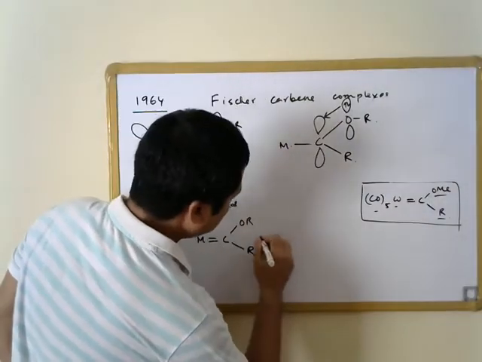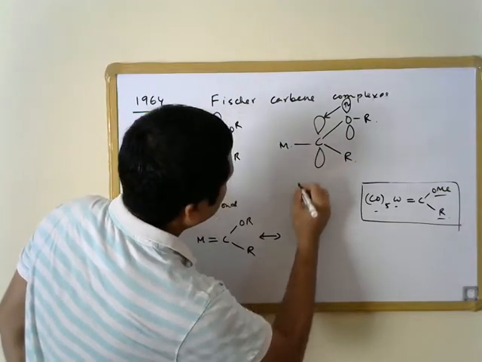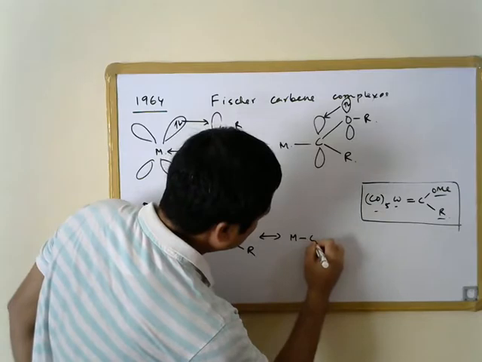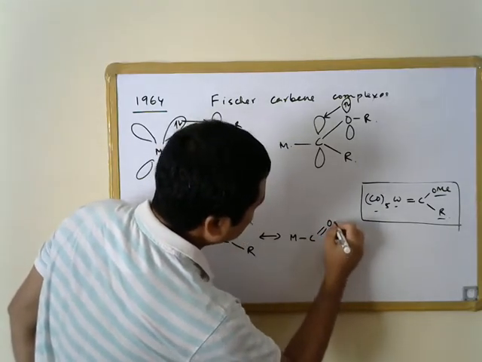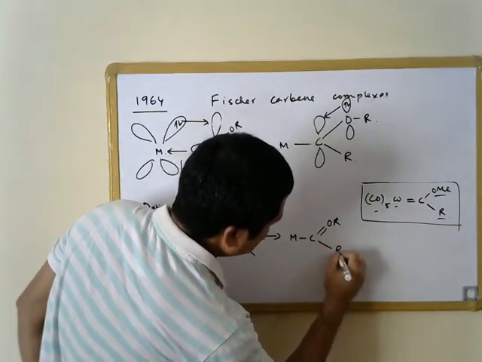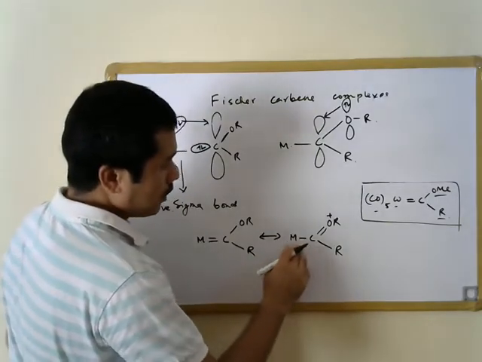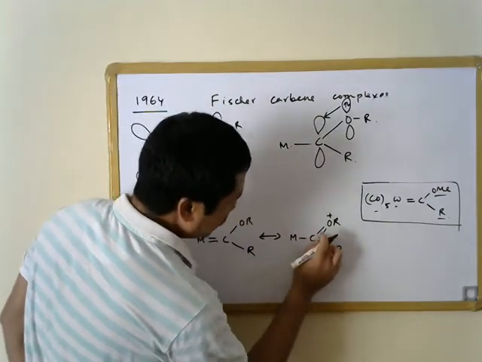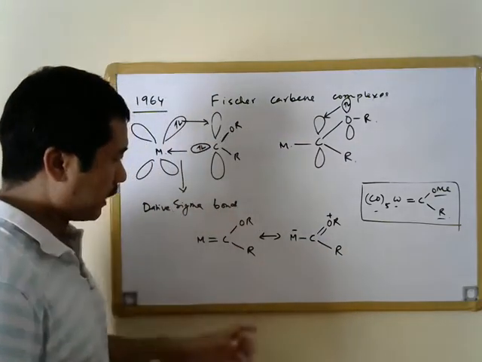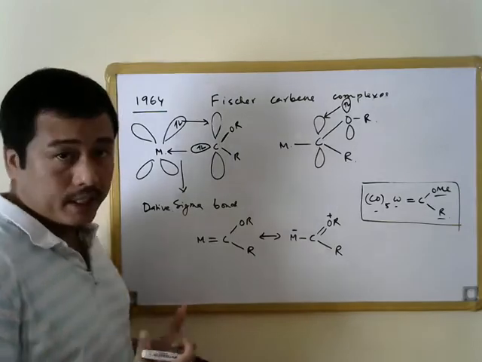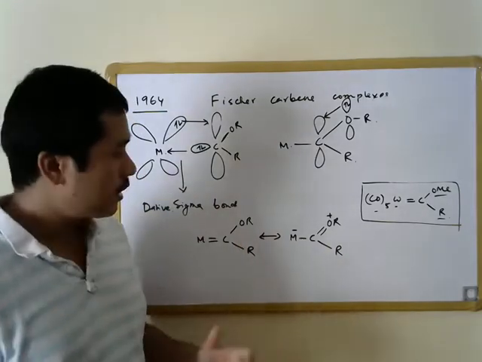That is, for this particular bonding pattern, what we can write is a double bond between the carbon and the heteroatom over here. This is going to be positively charged, as the oxygen has donated electrons to the carbene carbon atom to form a carbon oxygen double bond here, and the metal is going to be negatively charged as it has received electron density from the carbene carbon atom by formation of this dative sigma bond over here.